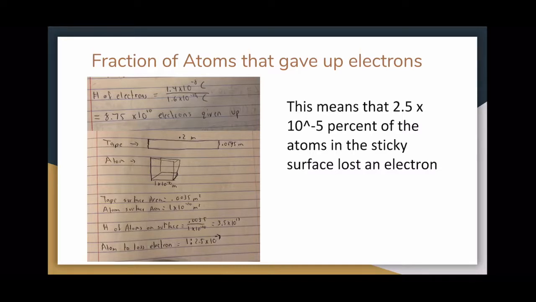To calculate the ratio of this, I just took the number of electrons I had before and I divided it by the number of atoms on the surface, and I got that for every atom it was 2.5 times 10 to the negative 7 electrons lost. This means that 2.5 times 10 to the negative 5% of the atoms in the sticky surface lost an electron.